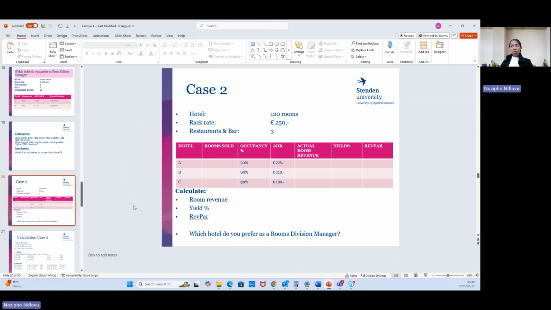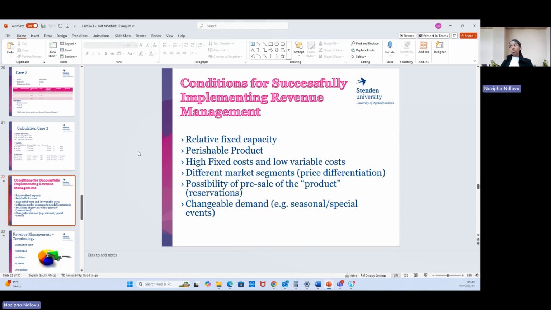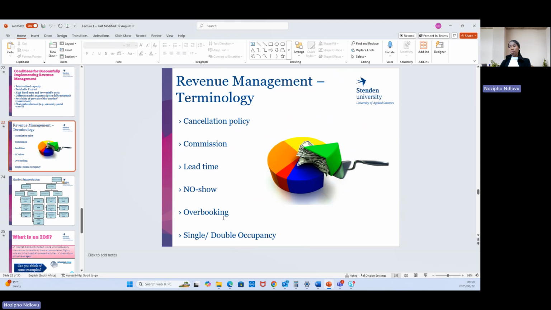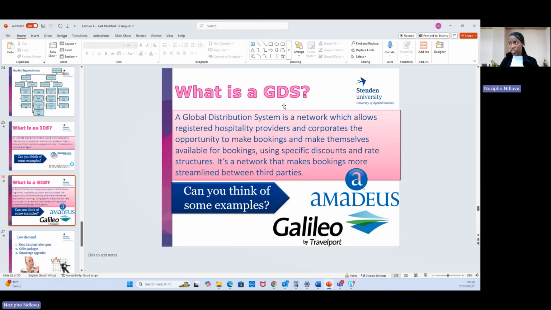So this is case two. Go through case two and look through the calculations, which also still calculate the yield, the RevPAR, the potential revenue, and the actual revenue for you to be able to look into. And then there are the other conditions for successful implementation of revenue management. Why do we have to have revenue management? Why is it successful sometimes? Then you can go through this, and the technologies that you need to know when it comes to this, and then the segmentation, and then what is GDS.